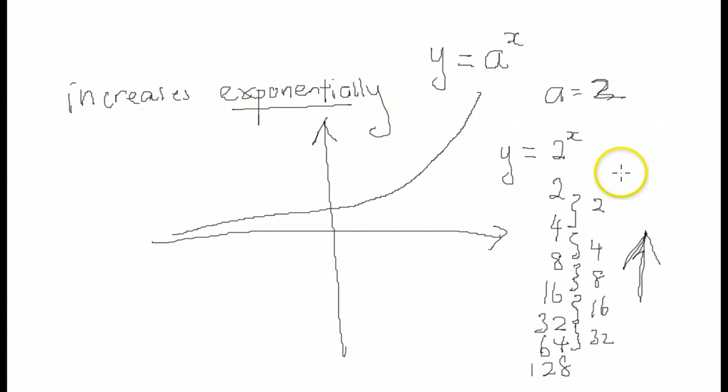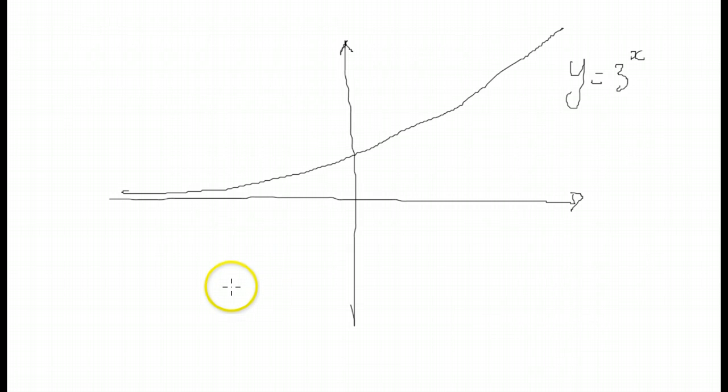One such example is cells. The cells in your body multiply at an increasing rate. One cell becomes 2 cells, 2 cells become 4 cells, 4 cells become 8 cells, 8 cells become 16 cells, and 16 cells become 32 cells. So such is a real life example of something that increases exponentially.